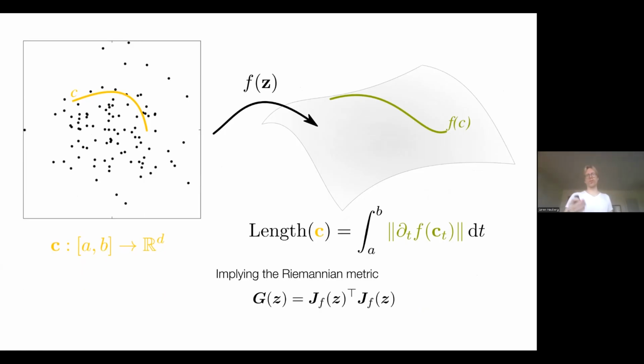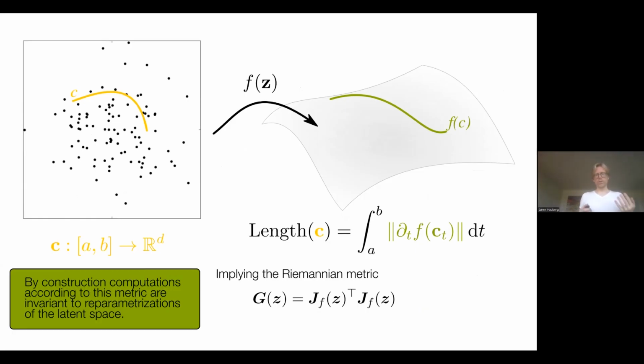And you can apply the chain rule to the length expression I have on the slide, and then you arrive at this inducing a Riemannian metric over the latent space, which is just the Jacobian of the mapping F multiplied by itself. This is known as a pullback metric. And what's beautiful about this particular metric is that it gives you computations that are invariant to reparameterizations, meaning that all these different deformations you might encounter of your latent space, they disappear once you start working under this Riemannian metric.